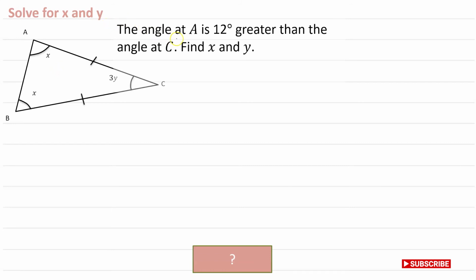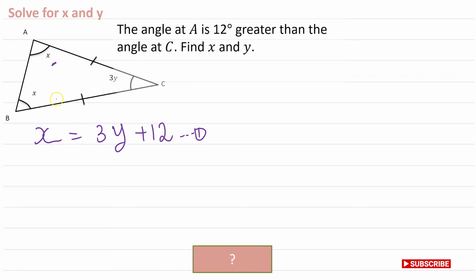We're told the angle at A, this one here, is 12 degrees greater than the angle at C. What does that mean? If our angle at C is this one, if I add 12, then that will give me x. Okay, so I'm going to write x is equal to 3y plus 12. Okay, so that is my equation 1. Now, what else can I do here? Because I have 2 variables, so I do need 2 equations in order to be able to solve this.